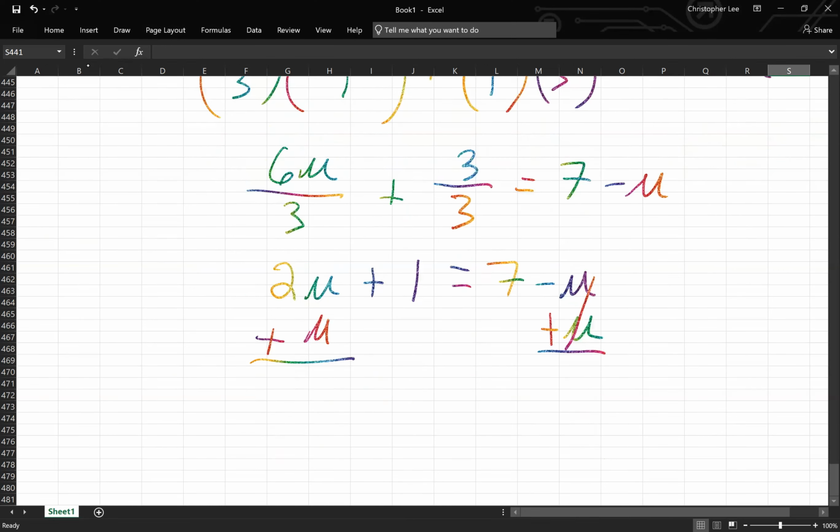After that, I want to divide by 3 on both sides. So I do to one side, do to the other. So u is equal to 2. And this is my final answer. Questions, anybody? Any questions on this, please?